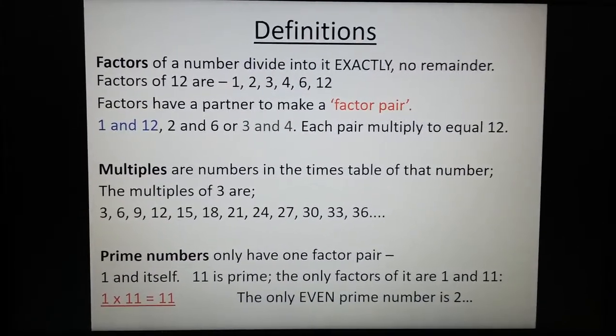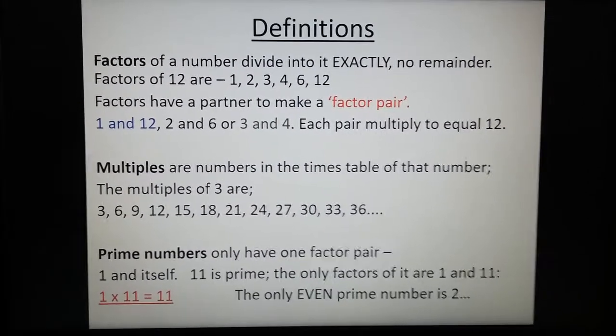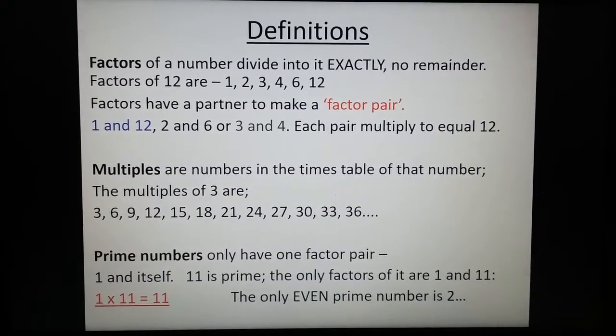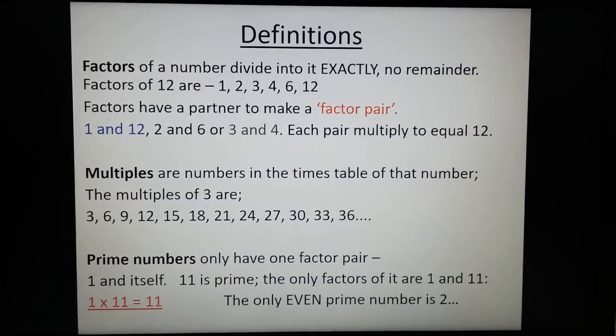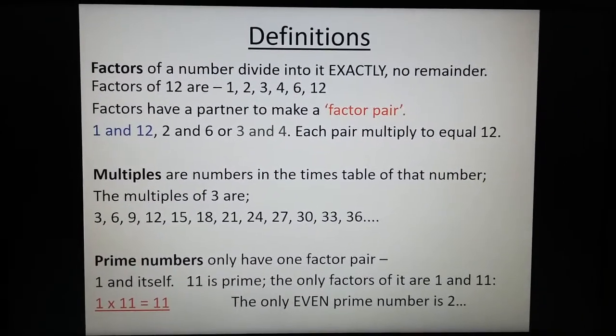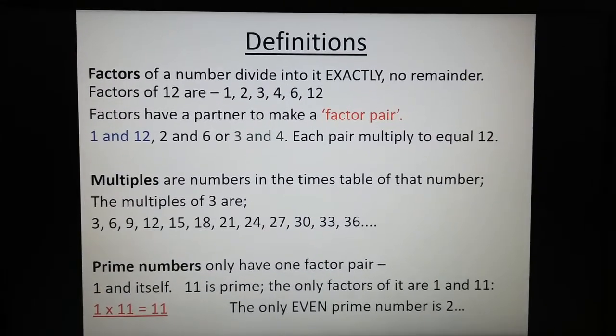There is only one even number which is prime, and that's 2, because the only factors of 2 are 1 and 2. Every other even number in the world, obviously 2 is a factor of it. 4, 6, 8 onwards, 2 always goes into it. So the only even prime number is the first even number, 2.